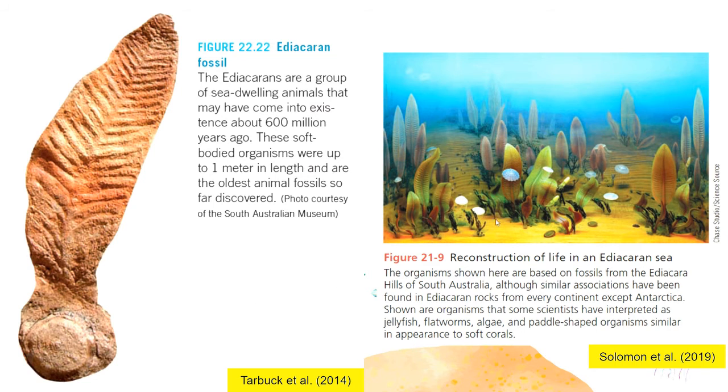So this is a reconstruction of the seafloor, okay, showing us these ediacaran organisms. They are found in every continent, except Antarctica. So shown here are organisms that scientists have interpreted as possible jellyfish, flatworms, algae, corals, and others.